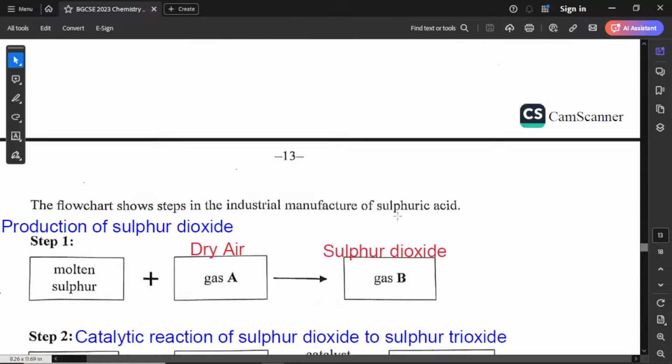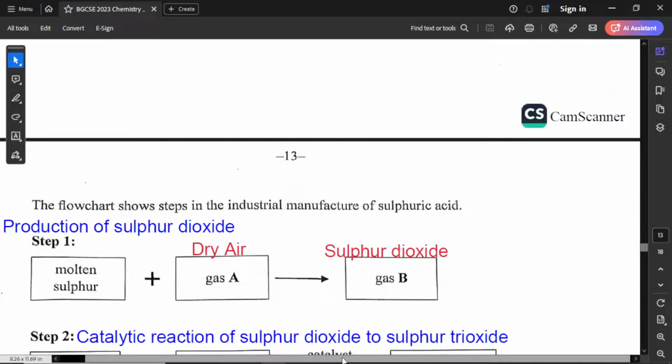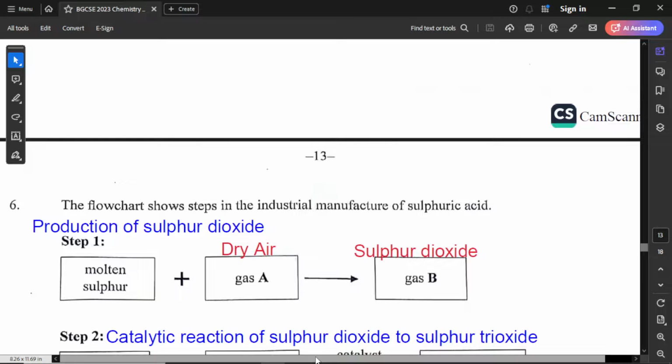All right, and next part of the question right here, question number 6, is that the flow chart shows steps in the industrial manufacture of sulfuric acid.